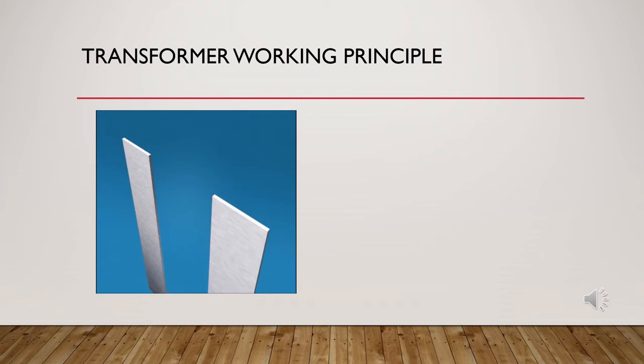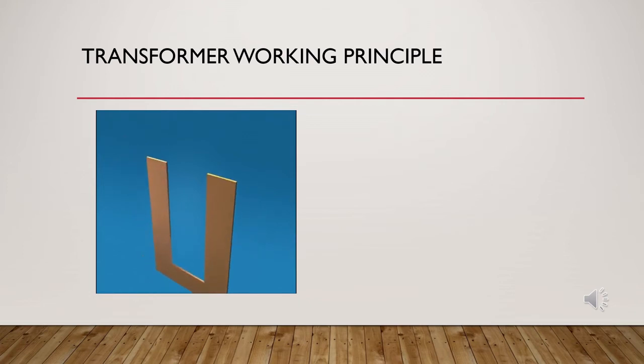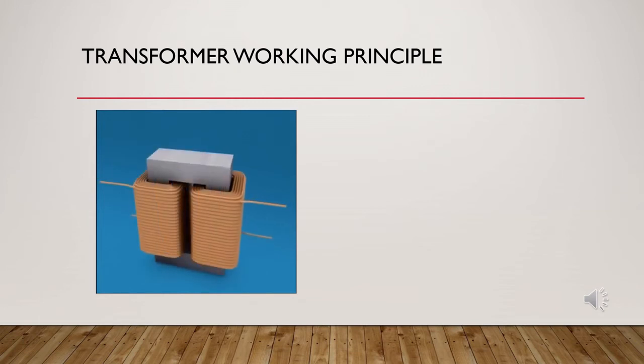The thickness of these laminations varies between 0.25 mm to 0.5 mm, and as steel is a conductor, laminations are electrically insulated from each other by a very thin coating of insulating varnish or by the use of an oxide layer on the surface.